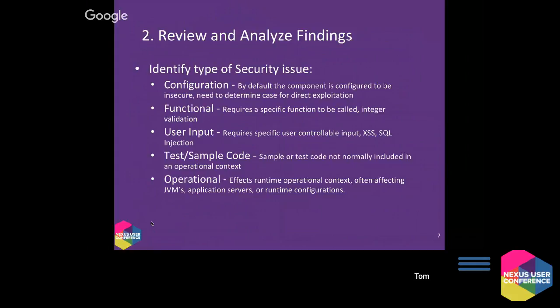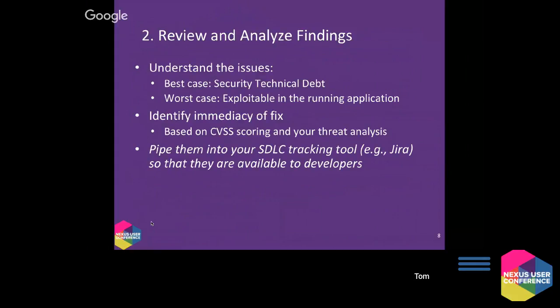Is it something that's as simple as test code or sample code was left in an application and it's at a certain stage of the life cycle where it just shouldn't be there? Or are these operational to where there are runtime issues that affect the runtime of applications? That's all going to basically drive the information that is provided to developers so that they can remediate and not validate. And one thing to understand is that really when you're talking about the security issues in particular, the best case scenario is that this is technical debt.